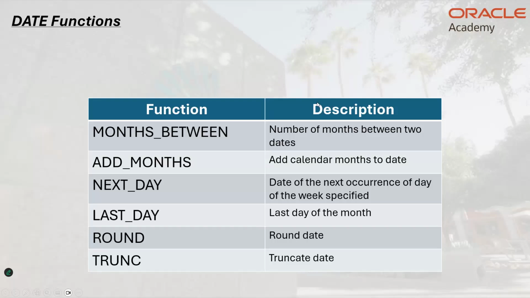All right. I threw some examples at you just to get you thinking a little bit. But let me go back and explain some of the date functions that you can use along with round and trunc. There's months between, the number of months between 2 dates. Add months, you can add calendar months to a date. Next day, that's the date of the next occurrence of the day of the week specified, like the next Saturday, etc. Last day is just the last day of the month, and then you have round and truncate.